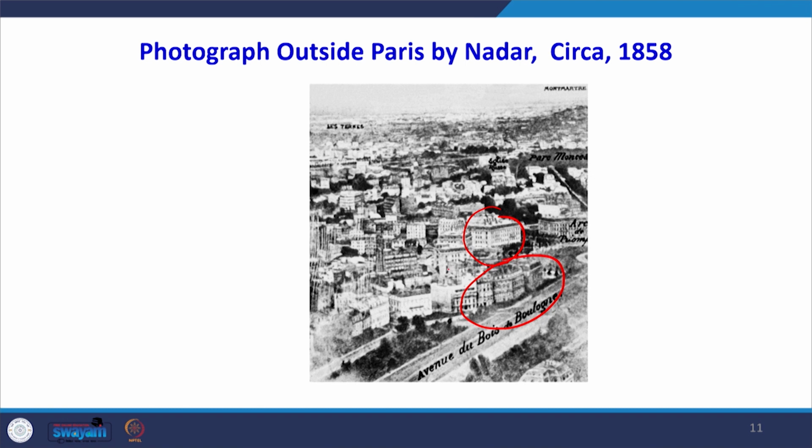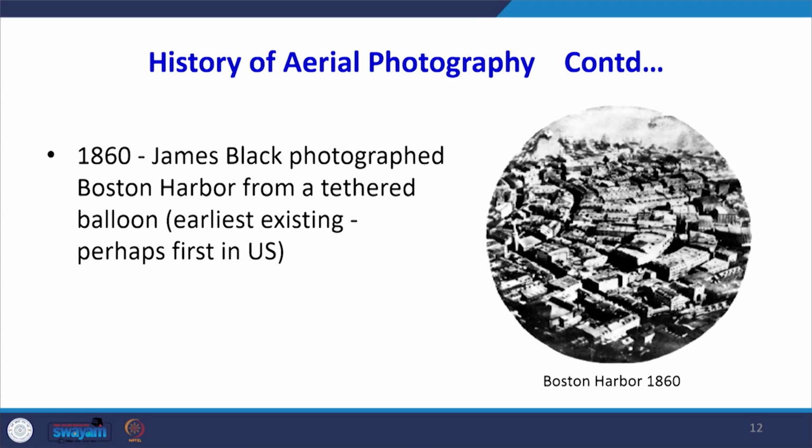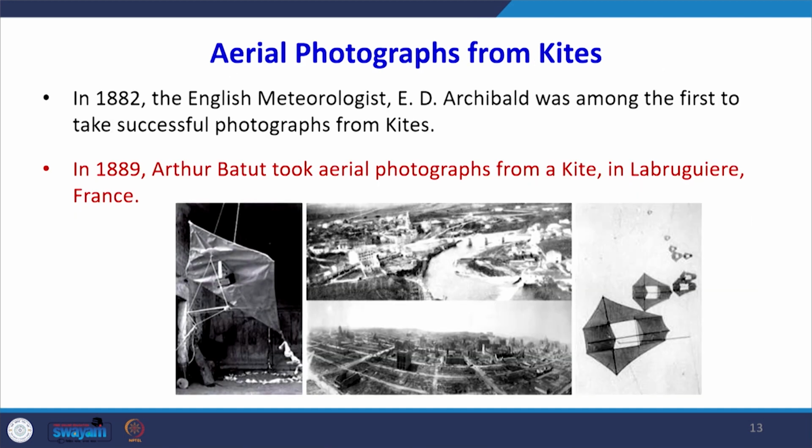So, you can have a perspective view and can estimate the height of the building, and the buildings which are closer, probably we can see the number of floors. So, this was very useful actually to get the information right in the laboratory from these photographs. So, mapping was done with the help of these photographs. Later on in 1860, James Black photographed Boston Harbor from a tethered balloon, and this was the photograph which was quite popular, and people appreciated this kind of a photography which was used for gathering the information from the space.